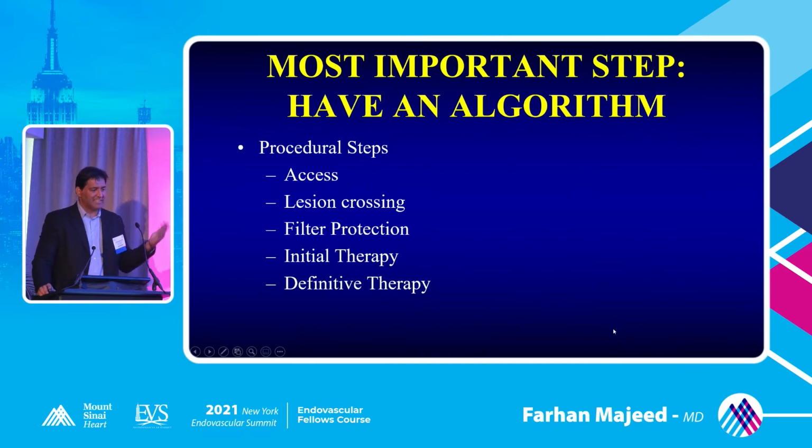So the second step is lesion crossing. So we'll go through the pictures, but I just want to get an idea in terms of what people are thinking. So you've got 7 French, let's say you've got a 7 French 45 over. How are you going to cross this lesion? You guys saw this proximal disease, occlusion, and distal reconstitution. Wire catheter combination. Okay.